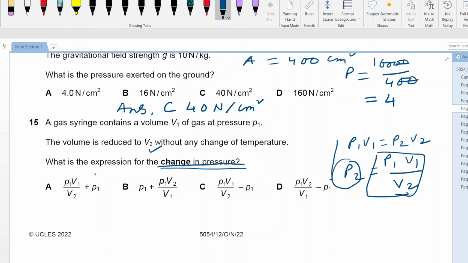Therefore change in pressure would be P2 minus P1. Therefore answer D. Sorry, I'm extremely sorry. The answer would not be D, the answer would be C.